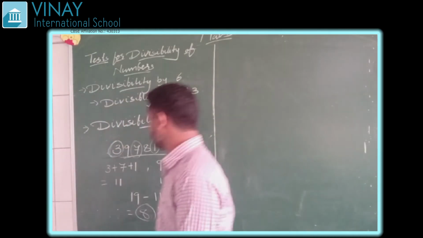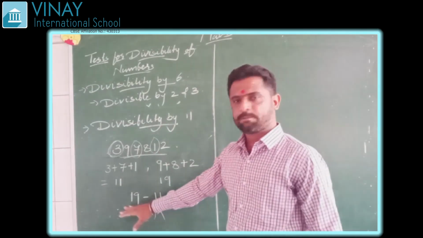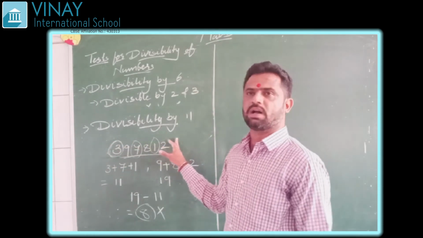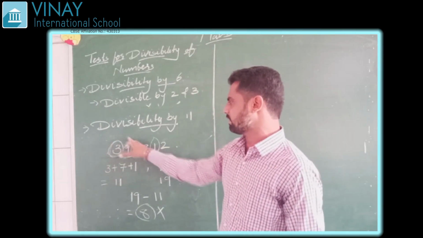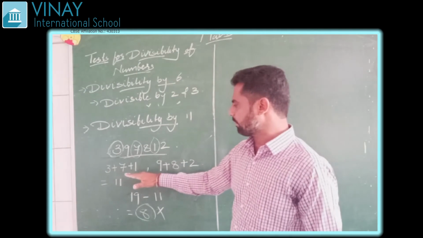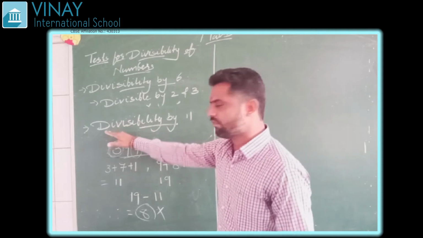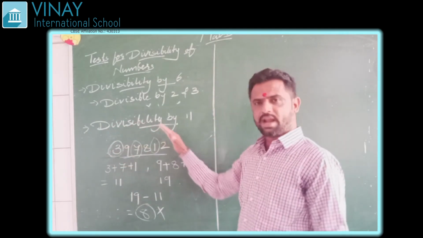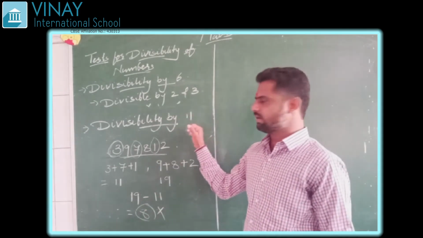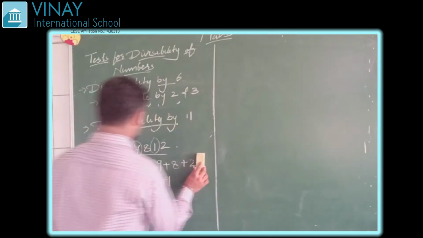Once again I am repeating, the difference of the sum of alternate numbers. Here we have taken the alternate numbers 3, 7 and 1, then 9, 8 and 2. 3 plus 7 plus 1 is 11. 9 plus 8 plus 2 is 19. So if the difference of the sum of alternate numbers is either 0 or divisible by 11, then that number is divisible by 11. Let us see one more example.